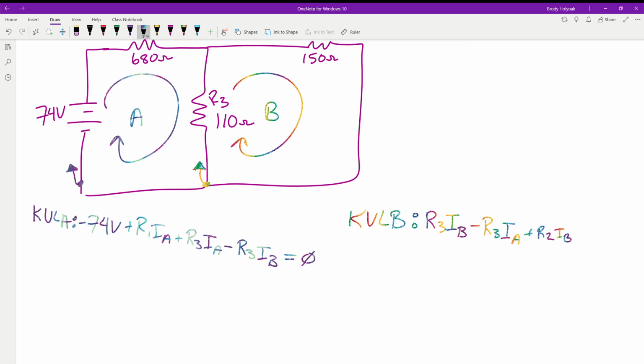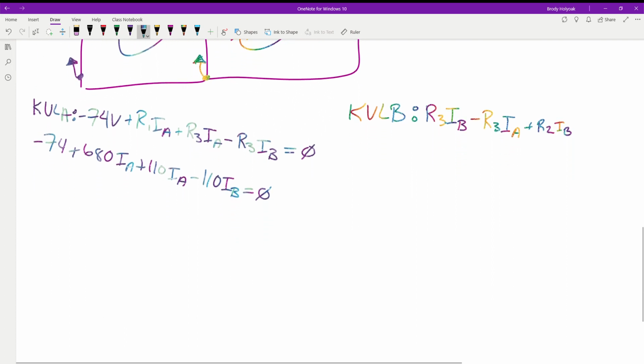So we'll come back to loop A. We have negative 74 plus 680 times IA plus 110 IA minus 110 IB equal to 0. So all I did at this point is just substitute in the values that I know.